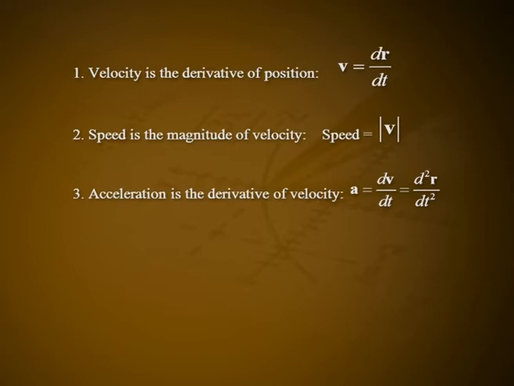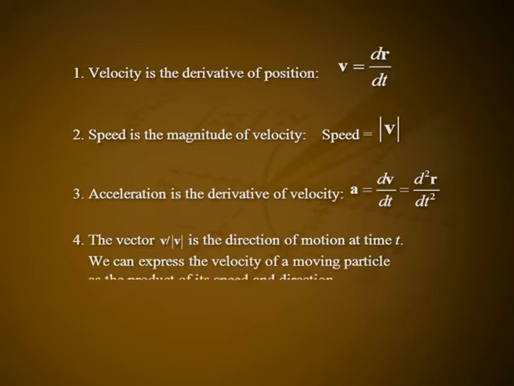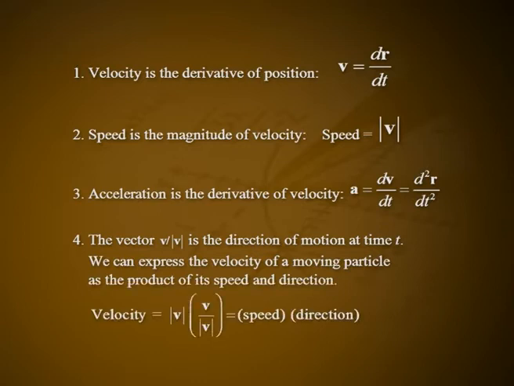Acceleration is the derivative of velocity, vector a = d/dt of vector v, which is equal to d²/dt² of vector r. The vector v by modulus of vector v is the direction of motion at a time t. We can express the velocity of a moving particle as the product of its speed and direction. Velocity = modulus of v times v by mod v, which is equal to speed times direction.